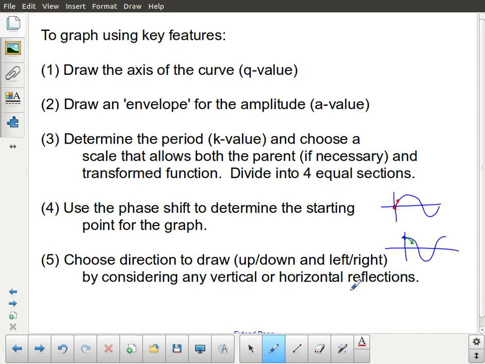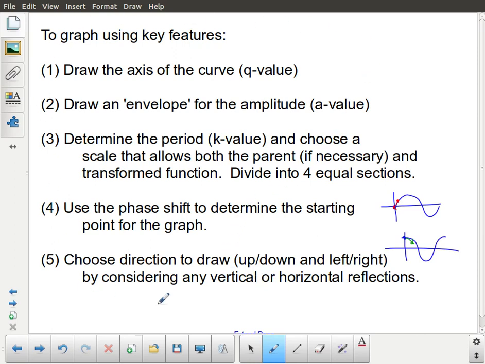If you have some vertical or horizontal reflections, they are going to have an impact on the way that your graph starts. If it's starting up, then a vertical reflection means it starts down. If it's at a maximum, then a vertical reflection means it's at a minimum. This one started down from a maximum. If it's at a minimum, it has to start up. If you have a horizontal reflection, you can start here, but then instead of starting up to the right, you would start up to the left. If you had the cosine and a horizontal reflection, you would still start at a maximum, but instead of starting down to the right, you would start down to the left. So keep those things in mind.